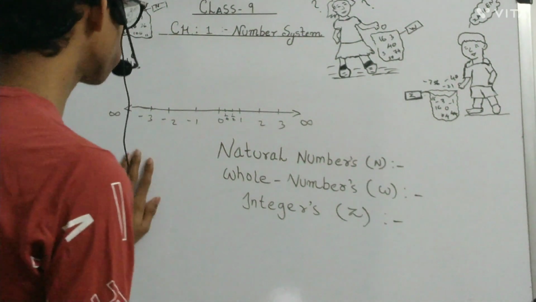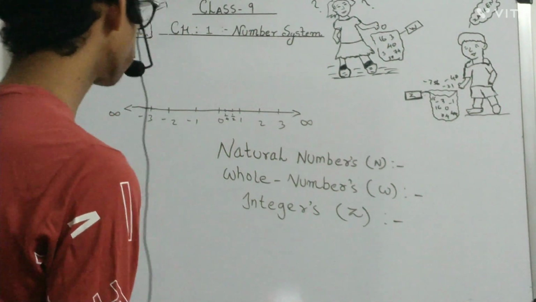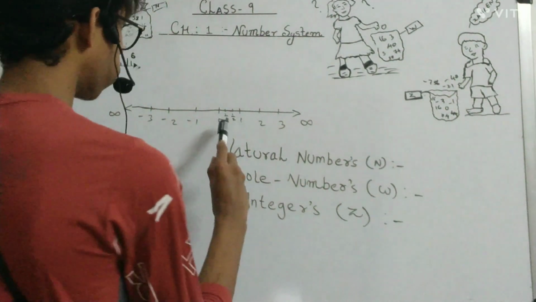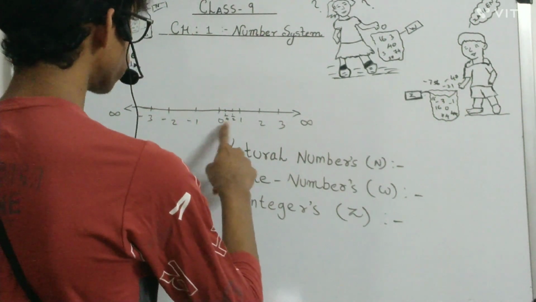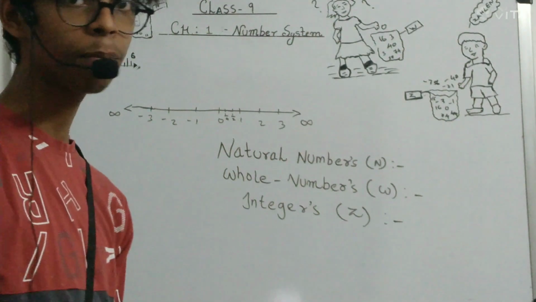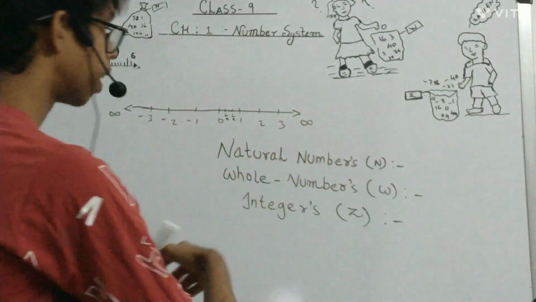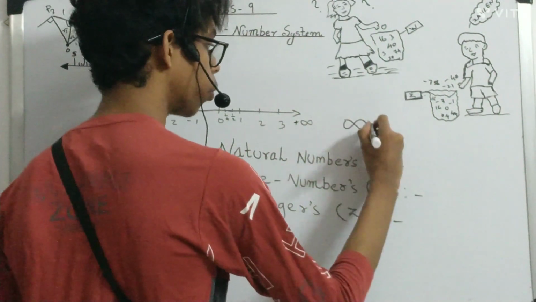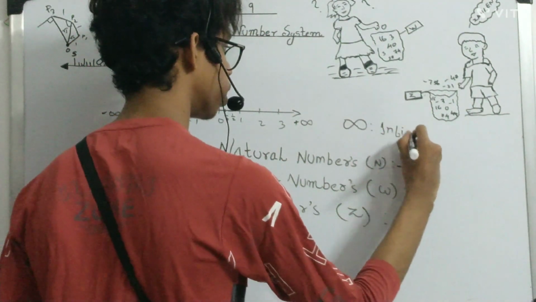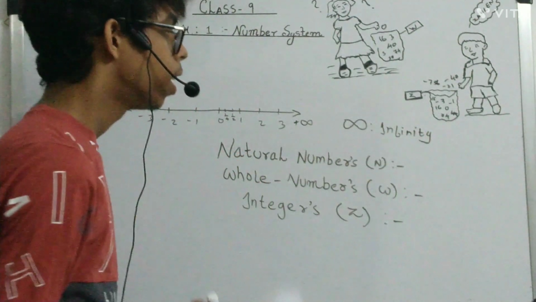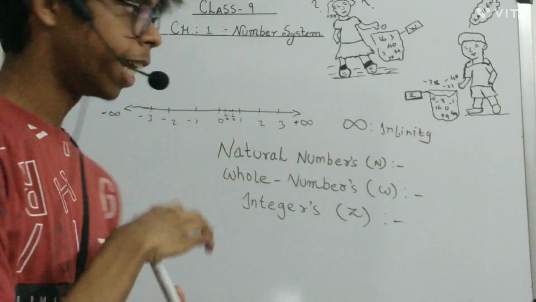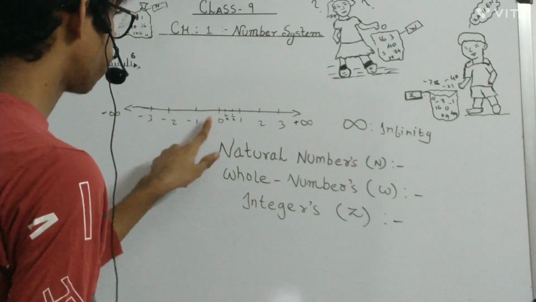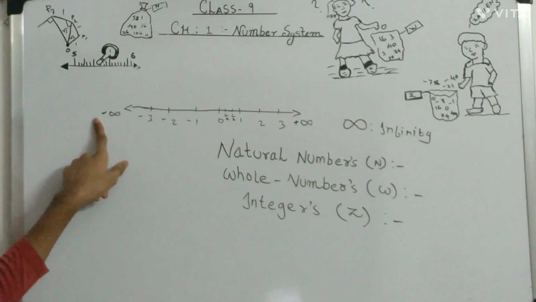So let us start. First of all, we all know from our lower classes about the number line. In a number line, we have 0 in the middle and towards the right side we have the positive numbers till positive infinity. This is the symbol which we use for infinity. You can make a note of it, infinity. It is just like an inverted 8. And towards the left side of the number line we have the negative numbers.